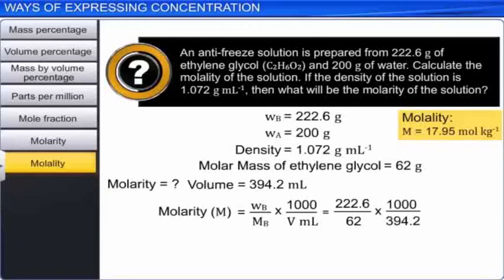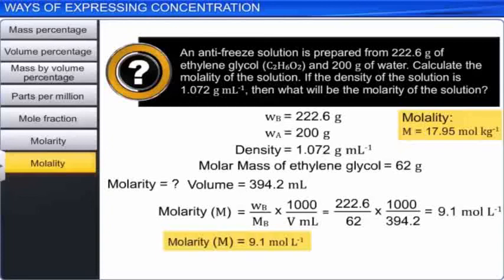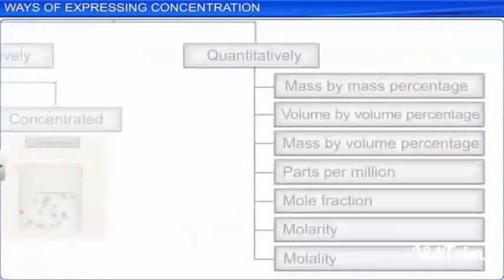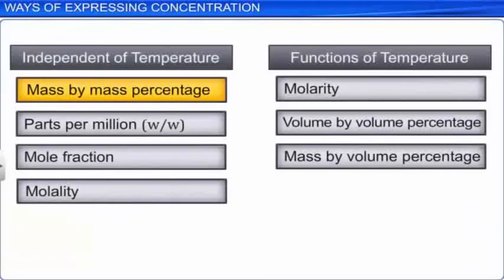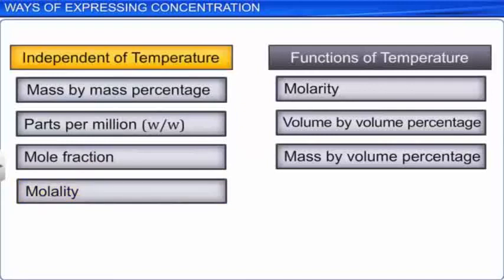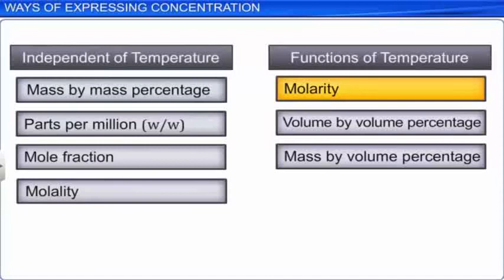Each method of expressing the concentration of solutions has its own merits and demerits. Mass by mass percentage, parts per million, mole fraction, and molality are independent of temperature, whereas molarity, volume by volume percentage, and mass by volume percentage are functions of temperature. This is because volume is a temperature-dependent quantity, while mass is independent of temperature.